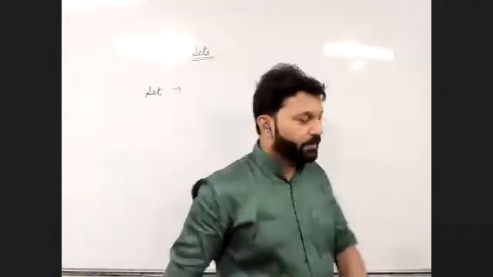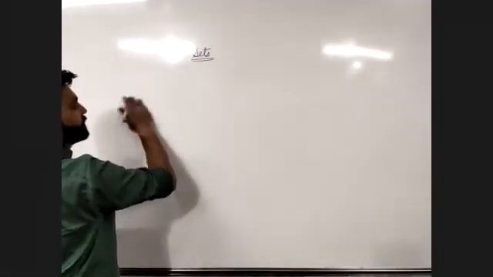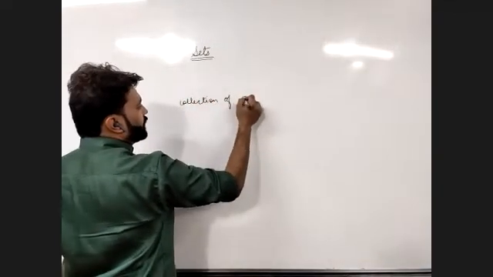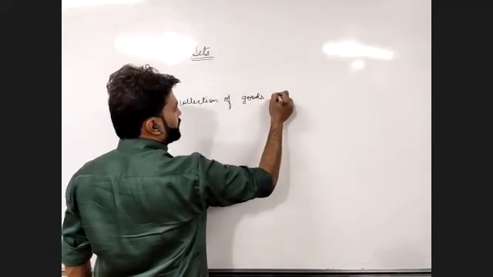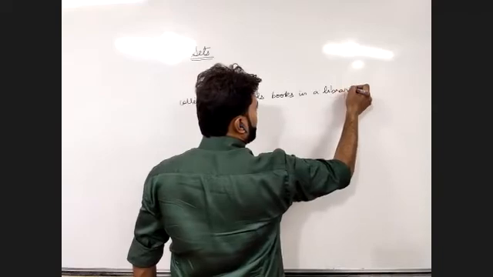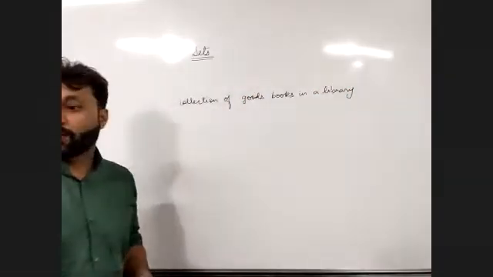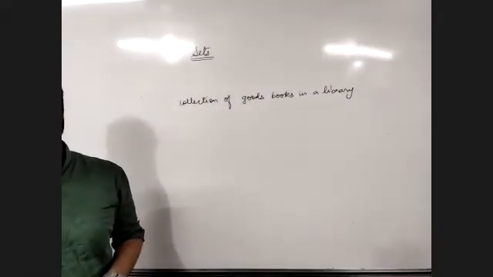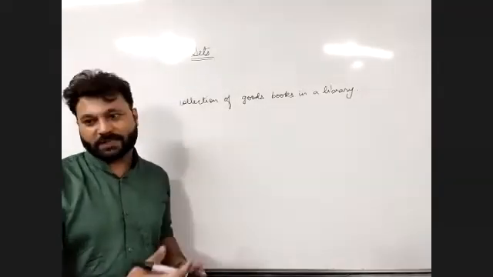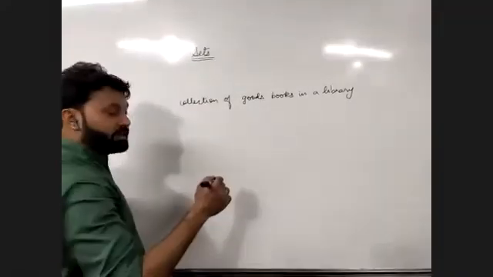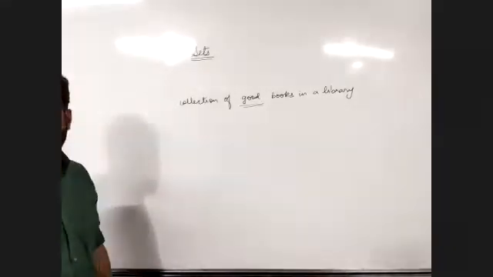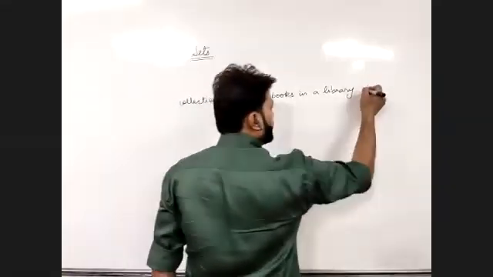Why well-defined? Like for example, if I write collection of good books in a library. So what do you think? Will it be a set? Why not? For some people, there will be different categories which are good books, and for some people the category will be different. That is, can we say that this attribute good is not well defined? So this is not a set.